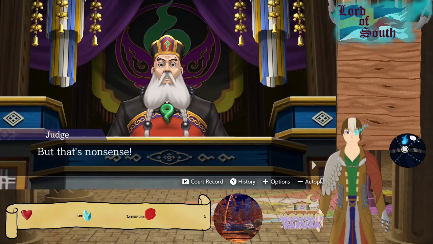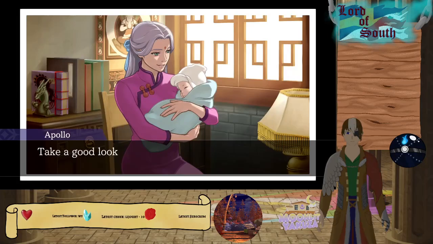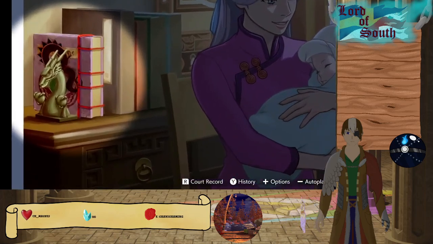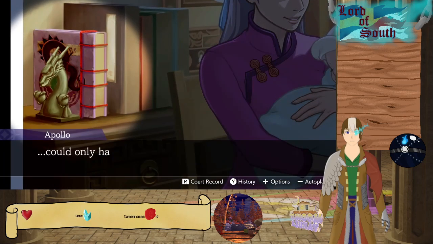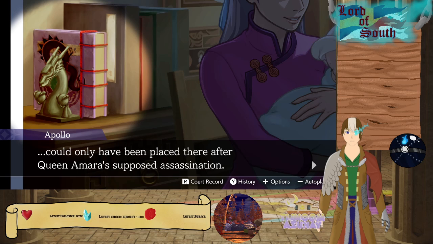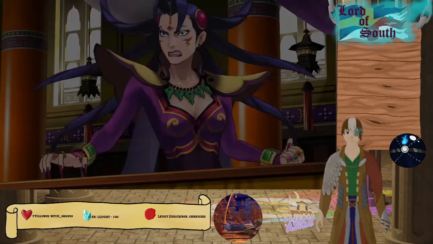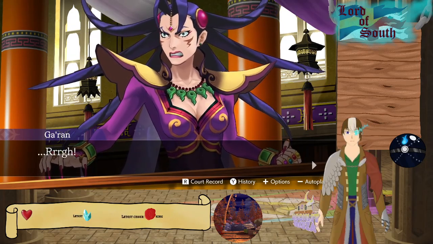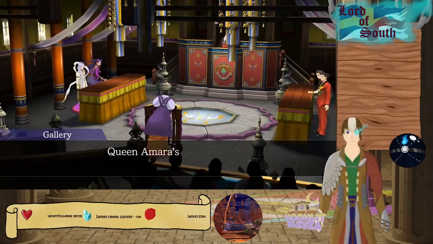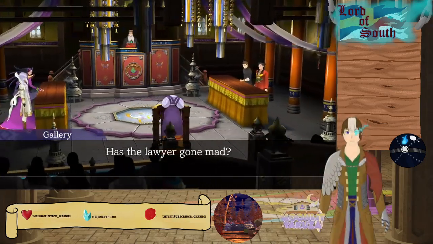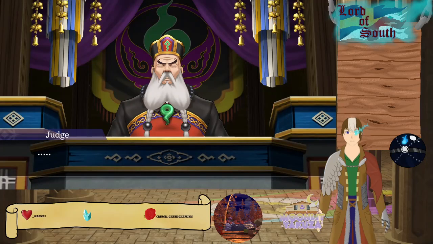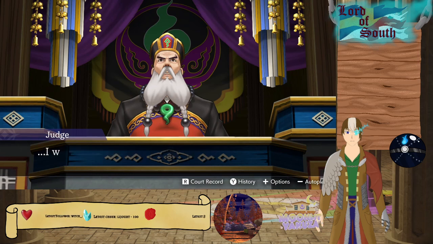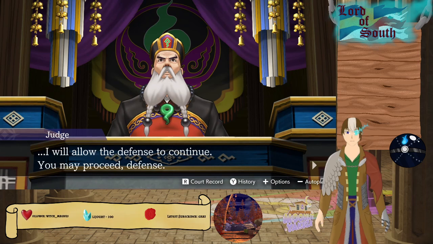What? But that's nonsense. Take a good look at the law book in the photo, Your Majesty. The mark of the dragon branded on it could only have been placed there after Queen Amara's supposed assassination. And this is nothing anyone can hide or lie about. It is actually the truth. They made that law because of the assassination of the queen. So if she's still alive, that book wouldn't exist. While I personally find it hard to believe, I will allow the defense to continue. You may proceed, defense.